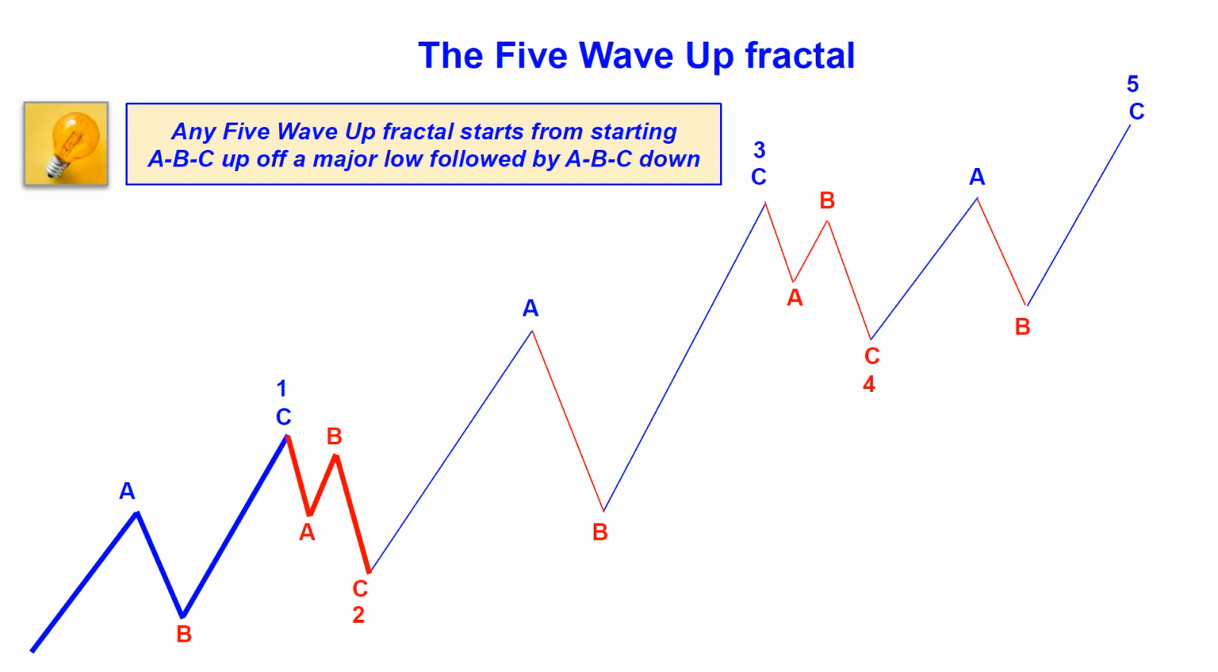But before we start, every time you start counting something, you go to the highest possible time frame. And in this case, we will be talking about the ongoing unfolding 5-wave up fractal, which is applied to a weekly time frame for S&P 500 starting off the low in 2009. Every 5-wave up fractal starts with ABC up off the low followed by ABC down, making a higher low, and we count it as wave 1 up followed by corrective wave 2 down.